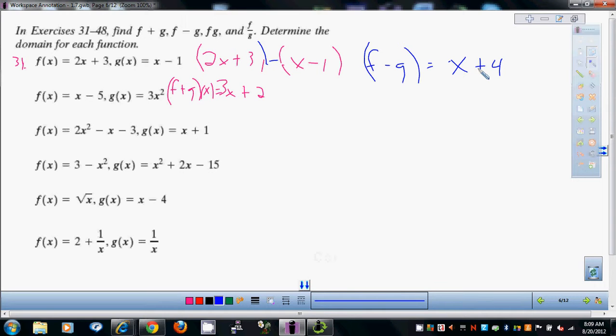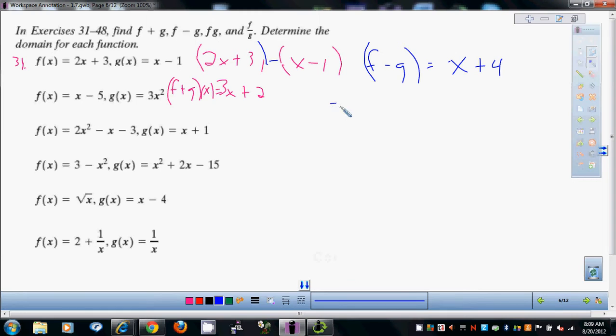Important. I noticed a lot of you the other day when you were evaluating your f of a plus h stuff, you forgot to put parentheses and therefore did not distribute. Please put parentheses around each f and g. That way when you make it a minus, you remember to distribute the minus. That's minus x plus 1. So please put parentheses around your functions.